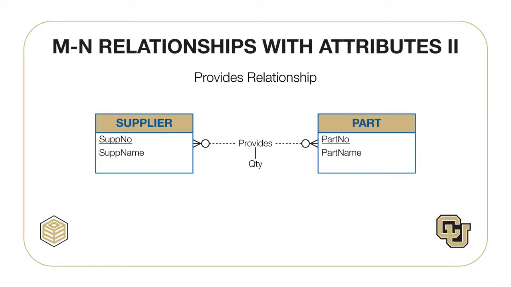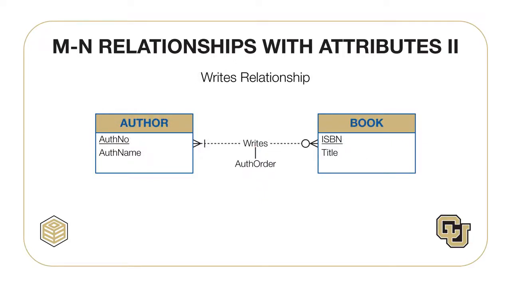To provide clarification about many-to-many relationships with attributes, these partial ERDs show more examples. In example A, the attribute quantity, or QTY, represents the quantity of a part supplied by a given supplier. In example B, the attribute auth order represents the order in which the author's name appears in the title of a book.